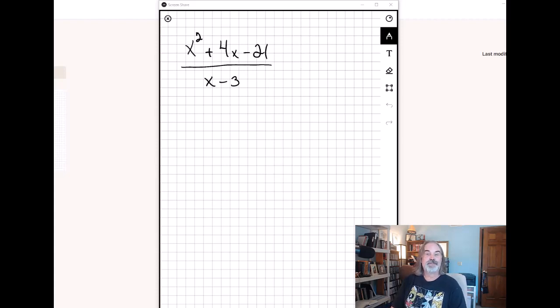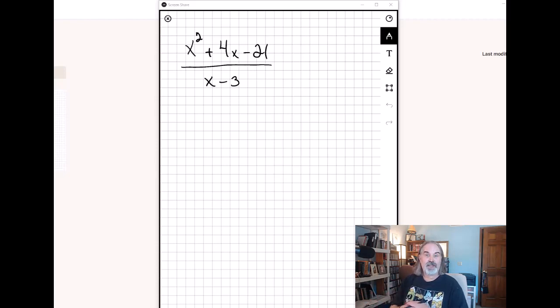Okay, so here is the first example of polynomial division. And remember, we are in the zone where we are going to guess that we're being asked to divide by something which is a factor of the larger polynomial. So in this case, we're being asked to take the polynomial x squared plus 4x minus 21 and divide it by x minus 3. And remember, division is just undoing a multiplication.